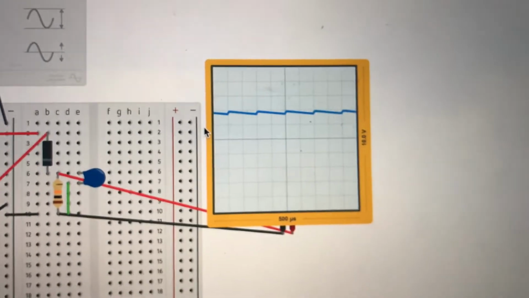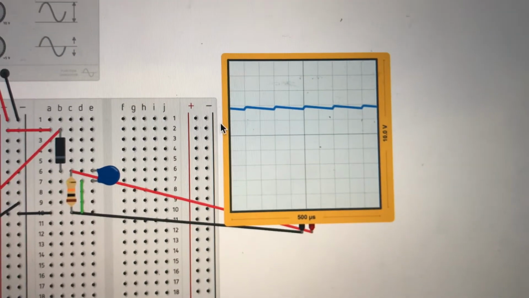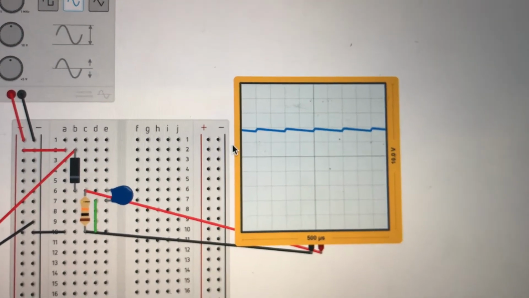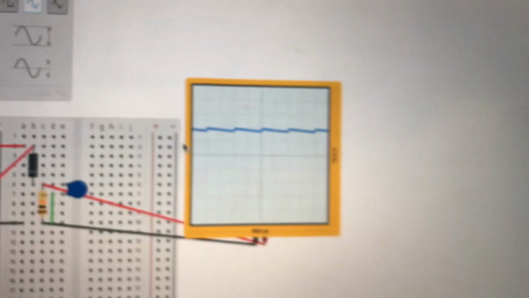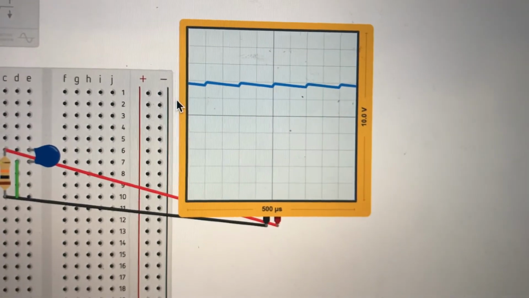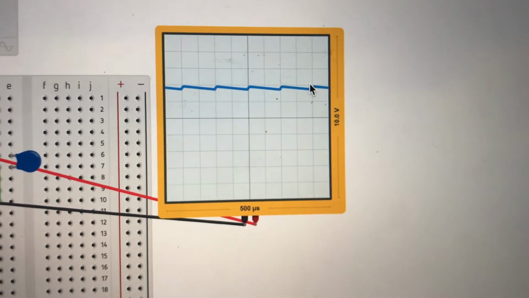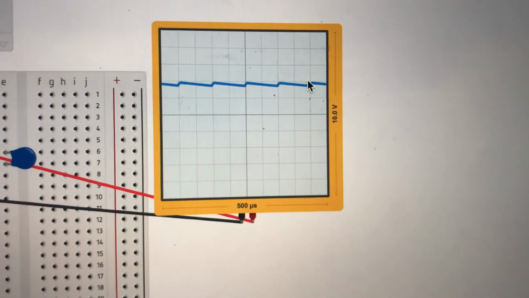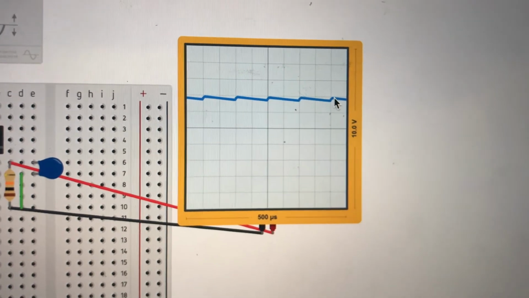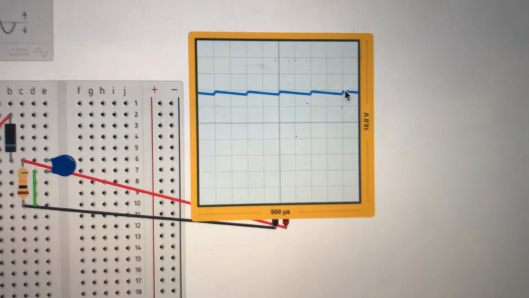And over here we can look at the output with the capacitor. Now we can see that the peak voltage is approximately 2 volts, and that follows what you would expect to see due to the voltage drop across the diode.